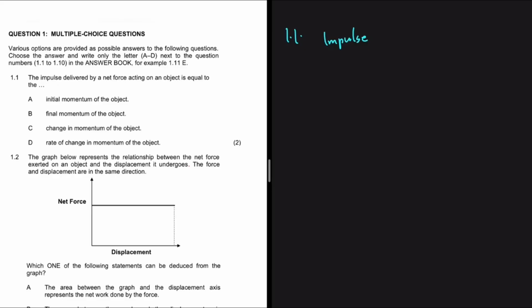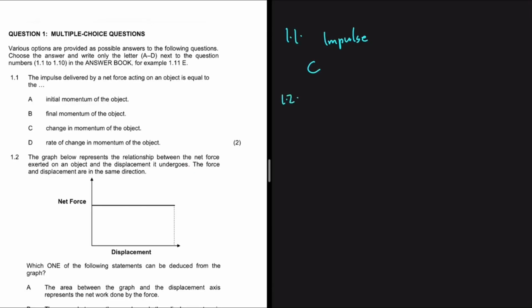of the object. We don't have to go any further. We know that the answer is C, right? Impulse is the change in the momentum of an object. And then D says the rate of change in momentum of the object. That is the net force itself, right? The rate of the change in the momentum. Here we're only interested in the impulse, which is the change in the momentum of an object.